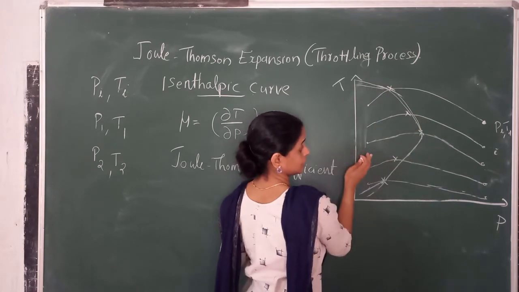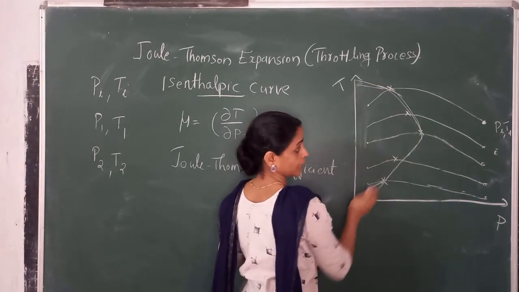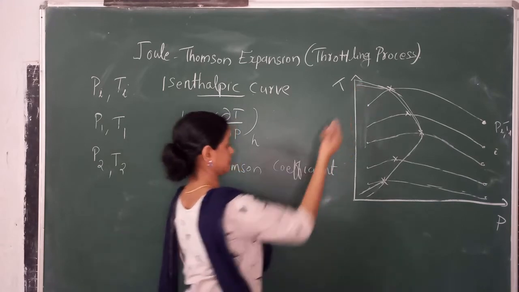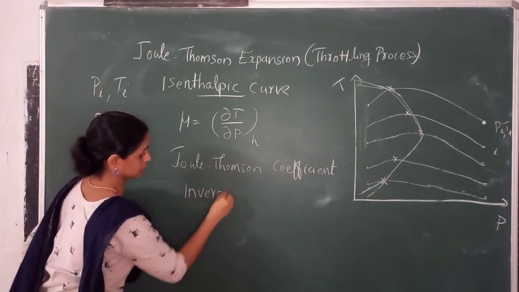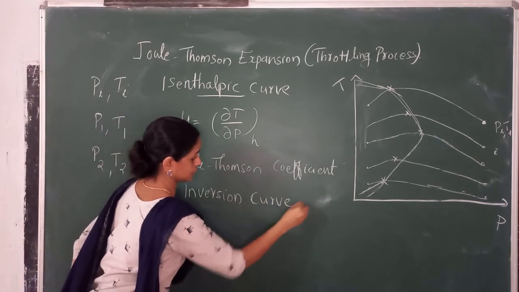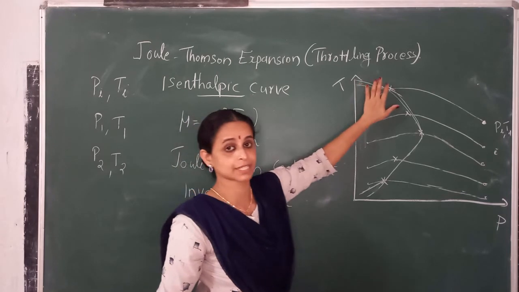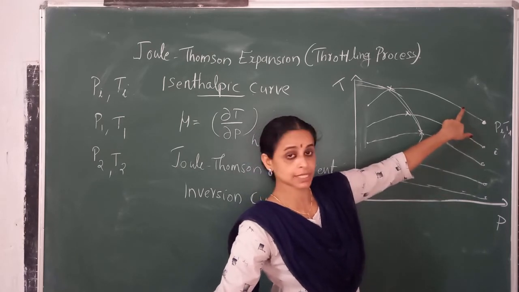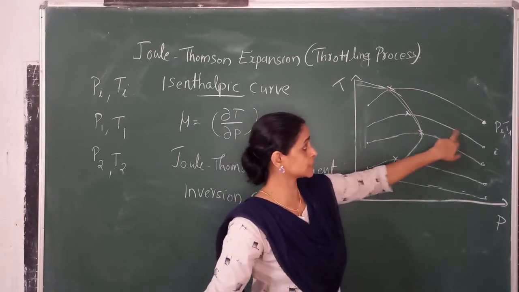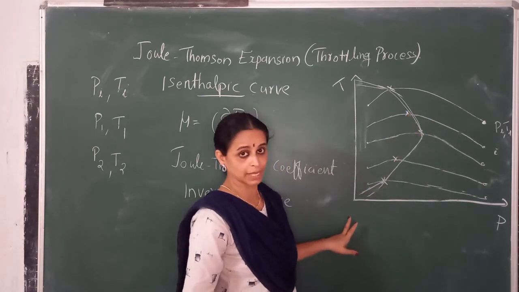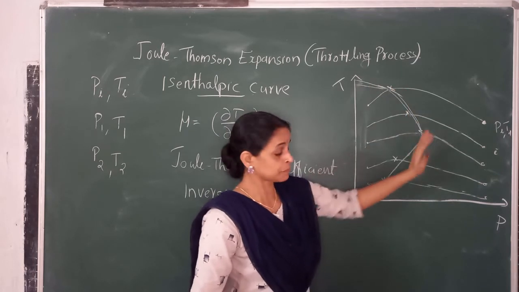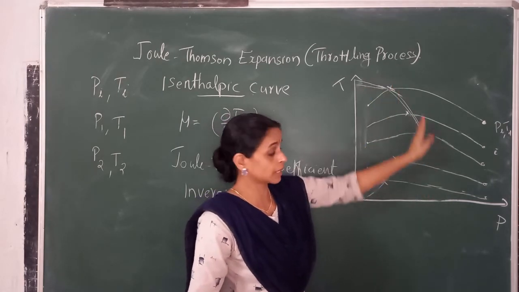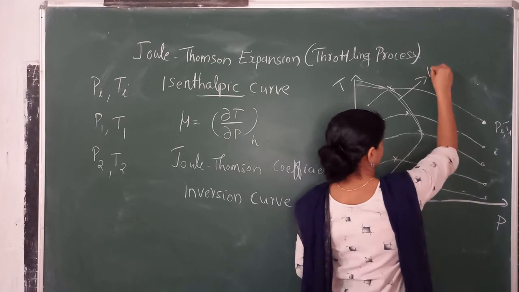So you will get two regions. One is the region inside this curve and the other is the region outside this curve. And this curve is known as the inversion curve. The inversion curve is the curve which connects the maxima of all the isenthalpic curves. The maxima for this isenthalpic curve is this one, the maxima for this one is this one, like that. So we connect all the maxima of the different isenthalpic curves using a curve, and this curve is known as the inversion curve.